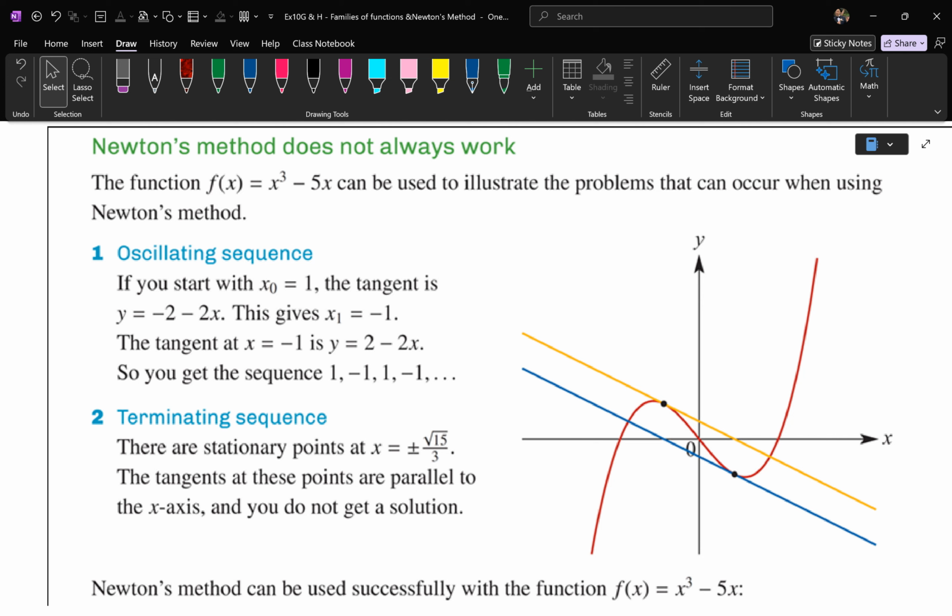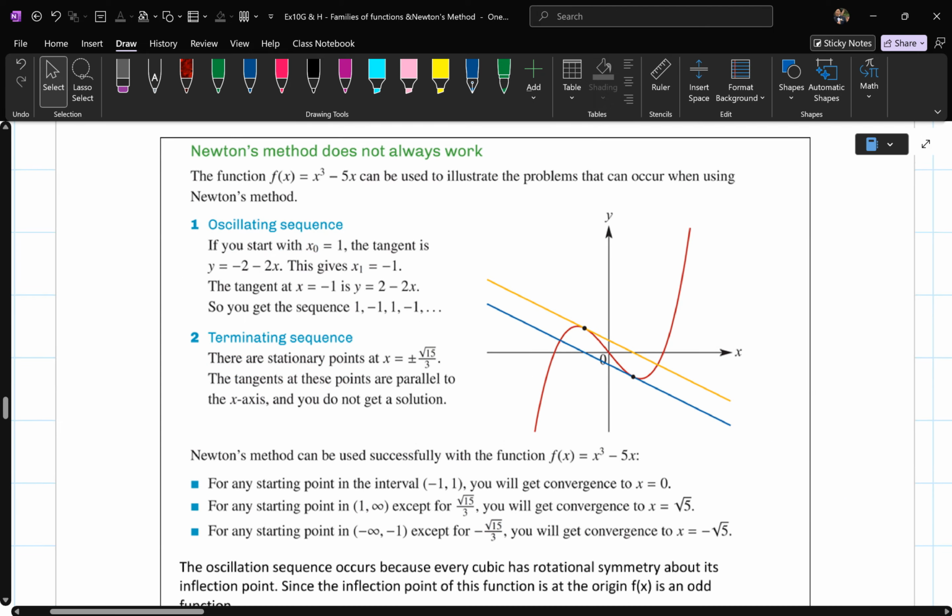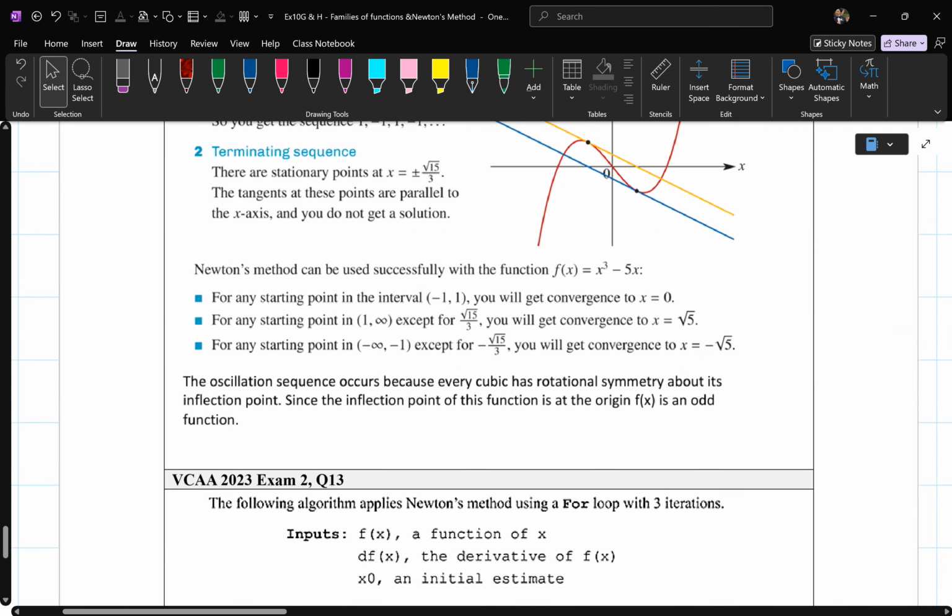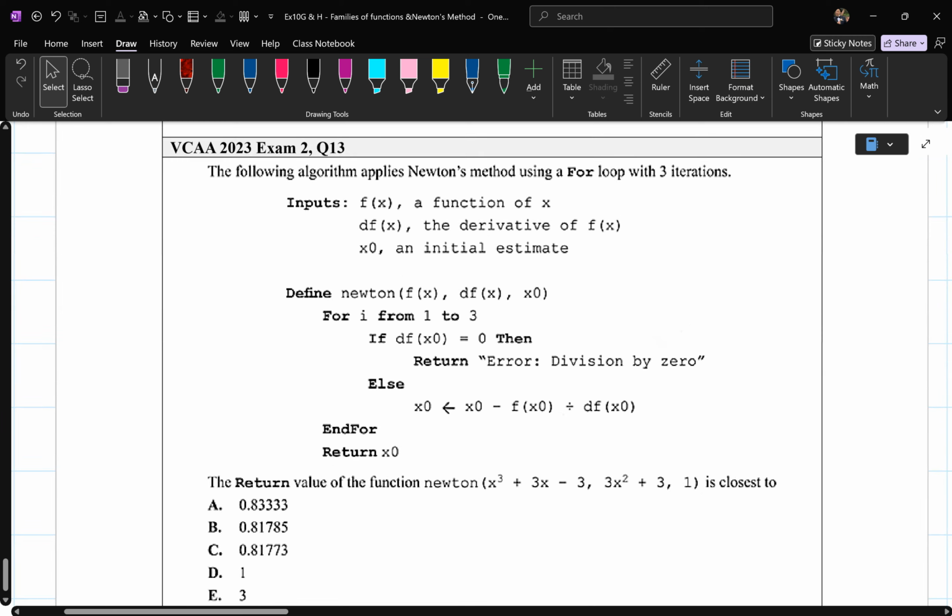Newton's method, on your last page, tells you some of its limitations. Number 2 is that if the stationary point is static, once it finishes, it just finishes there. It doesn't actually go any further, so you can't go further. So there are two scenarios that might happen. What are you going to get tested on in the exam? On the exam, you're likely to get something like this one.